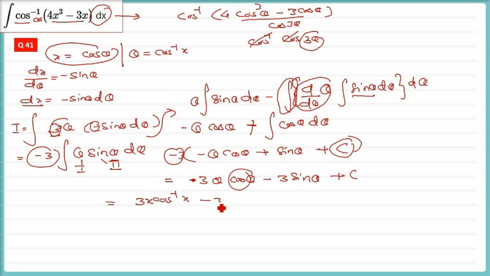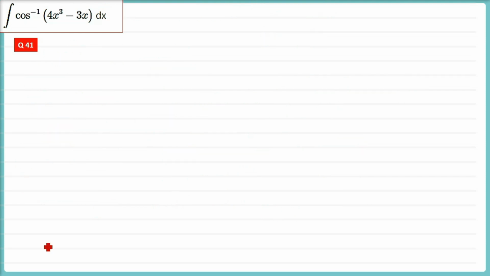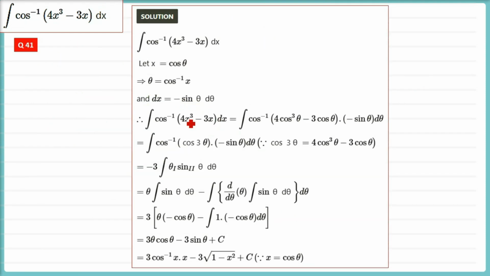So we get 3x cos inverse x minus 3, but we don't have sine theta, so we have to use a formula: sine square plus cos square equals 1. Sine will give you under root 1 minus cos square, and this is under root 1 minus x square. So under root 1 minus x square, plus a constant of integration. This is your final result. I always try to show you the reference, because there are certain things which some people might not understand, so there is always a reference in front of you that you can follow whenever you're solving.